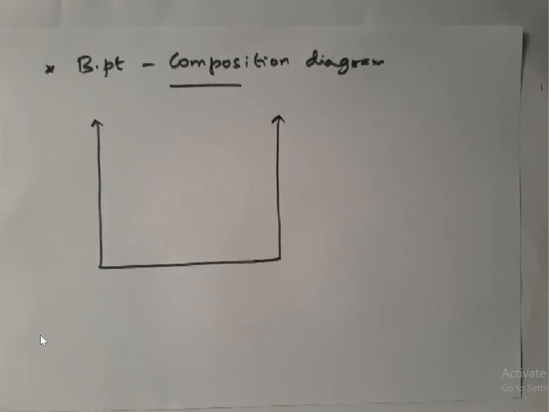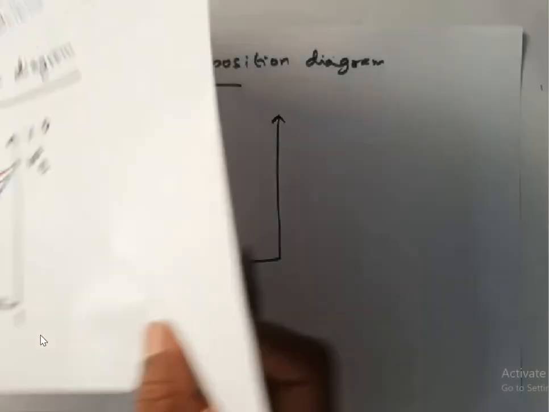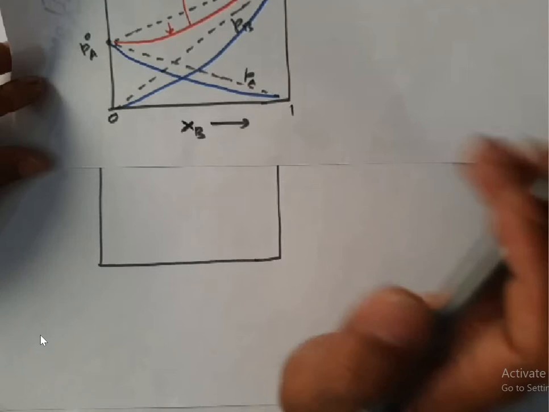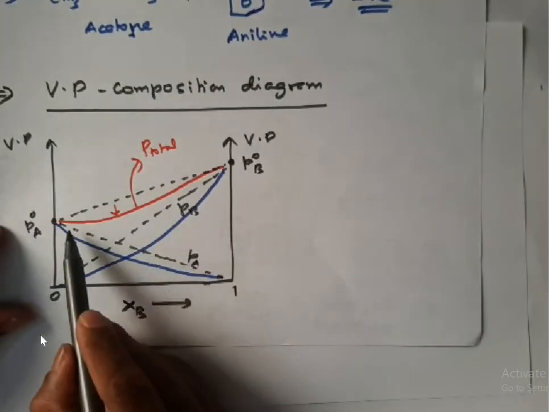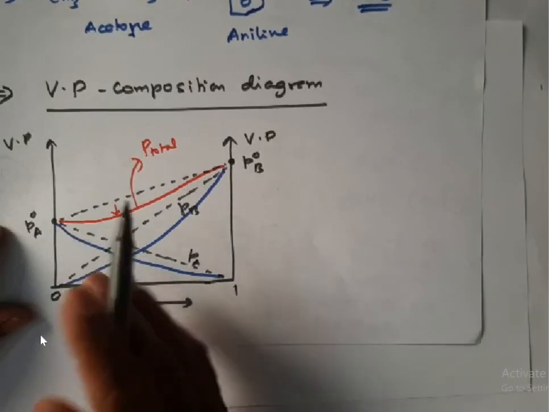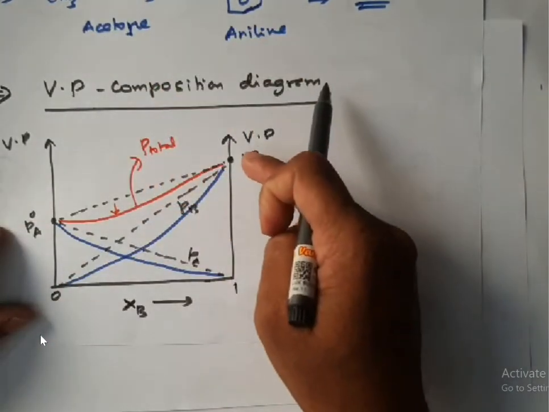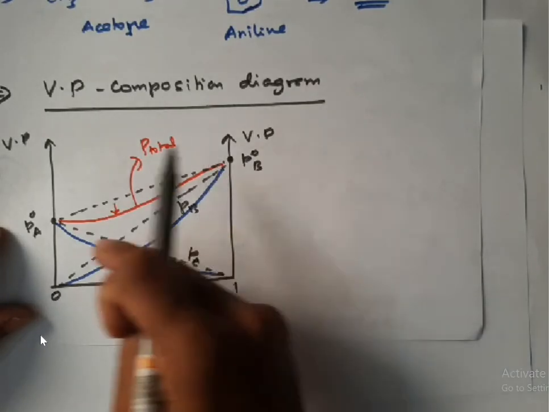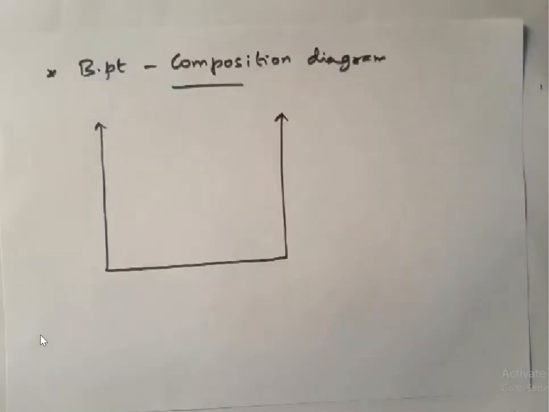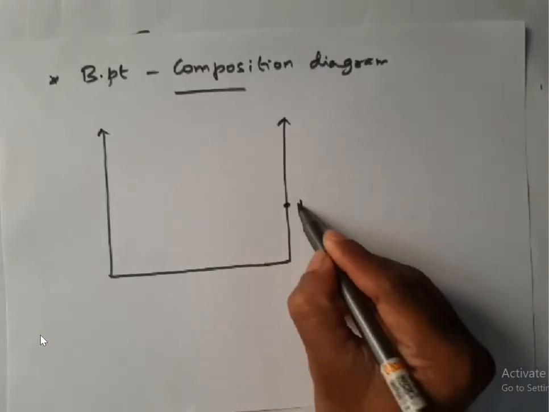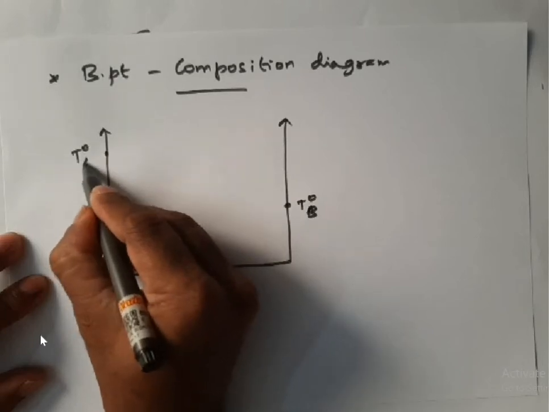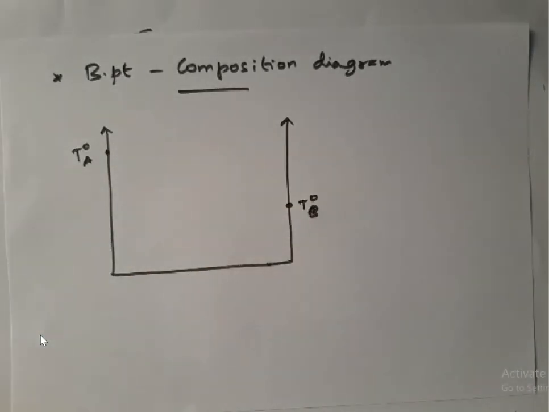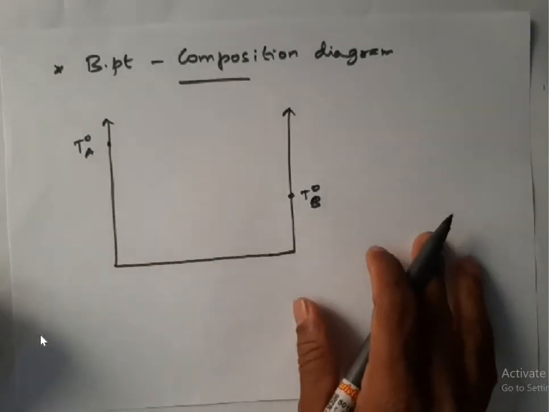Okay, so here, students, in the vapor pressure composition diagram, the vapor pressure of pure B is high and the vapor pressure of pure A is low, right? But if you plot boiling point, the boiling point of pure B will come down and the boiling point of pure A will go up. So this is the boiling point of pure B and this is the boiling point of pure A, because you know very well that boiling point and vapor pressure are inversely proportional.